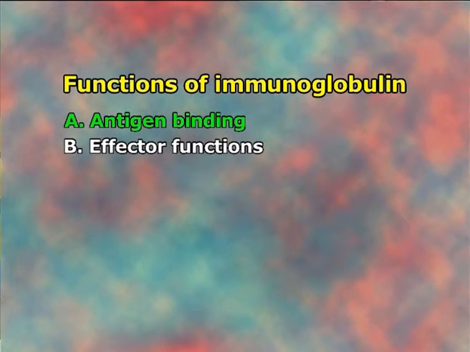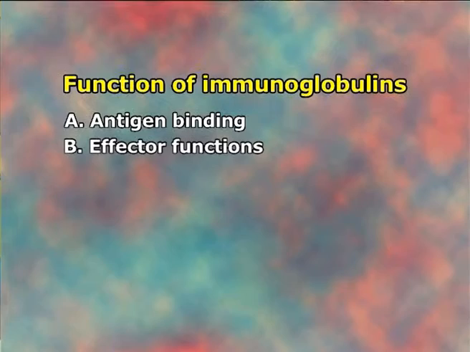Antigen binding. Immunoglobulins bind specifically to one or a few closely related antigens. Each immunoglobulin actually binds to a specific antigen determinant. Antigen binding by antibodies is the primary function of antibodies and can result in protection of the host. Now, let us see effector functions.